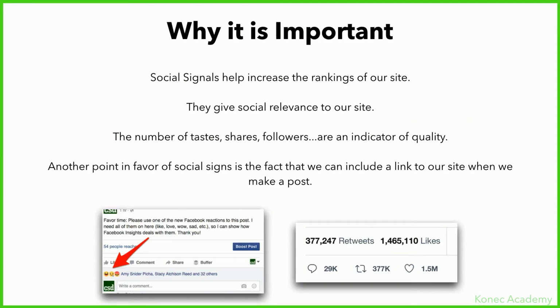Now, why is this important? Social signals help increase the rankings of our site. They give social relevancy to our site. Okay? And the number of shares, followers, likes, etc. are an indicator of quality. Another point in favor of social signals is the fact that they can include a link back to your site on that same post. And the idea behind social signals is that Google sees that your site is socially relevant because it's being shared around social media.